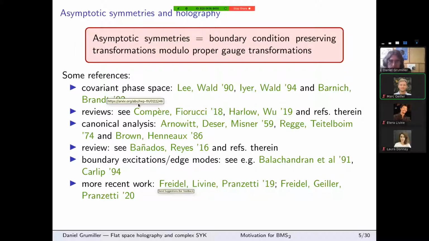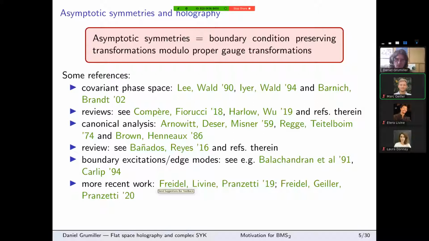So there are different formulations you can use to describe this. There's the covariant phase space method. For reviews, you can look at these papers here, for instance, the lecture notes by Geoffrey Compère and Adriano Fiorucci. And there's also the canonical analysis that leads to the same conclusions.